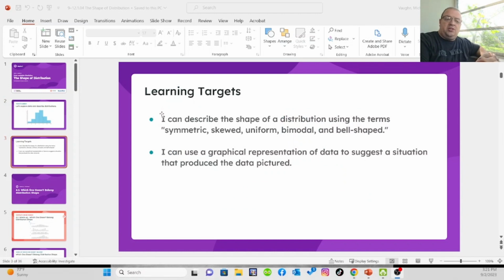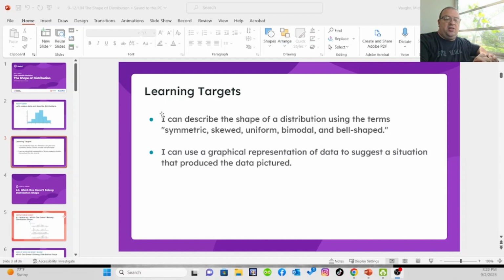You see we have two learning targets today. The first one says, I can describe the shape of a distribution using these terms. These are the 5 terms that you need to ensure you understand: what they mean, what they look like, and what that means for our calculations. So we have symmetric, skewed, uniform, bimodal, and bell-shaped. Those are the 5 terms we are going to be using to describe, and sometimes a distribution could actually be more than one of these.